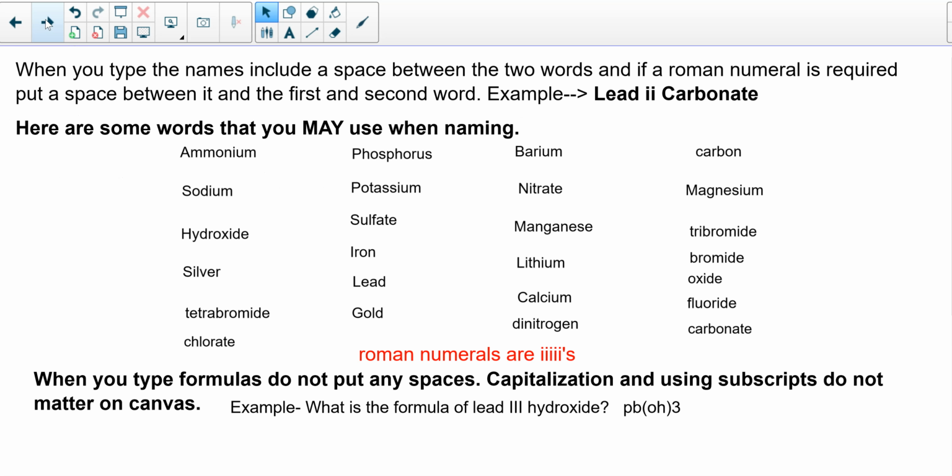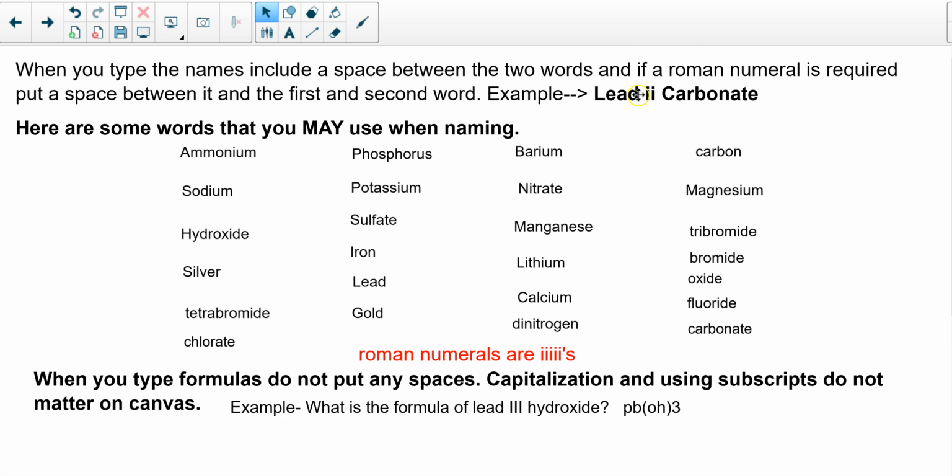So when you go to do the naming, you have to make sure you follow these instructions. When you type the names, include a space between the two words, and if a Roman numeral is required, put a space between it and the first and second word. So you can see that example has lead 2 carbonate. On Canvas, capitalizing things will not matter, so don't waste your time doing that. But you'll notice the space between lead and the Roman numeral 2 and a space between there.